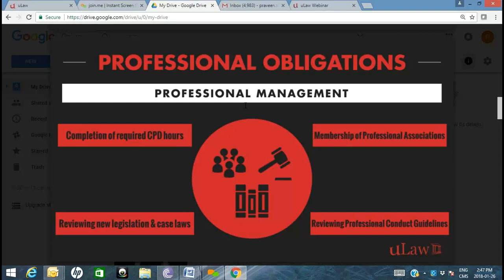A very important obligation, and I think this is a must for you, regardless, is ensuring that you're reviewing new legislation and case laws, right? So you want to be top of your game. So you certainly want to ensure that on a very constant basis, you're reviewing all the policies, legislations, case laws, so that you are a well-informed legal professional.